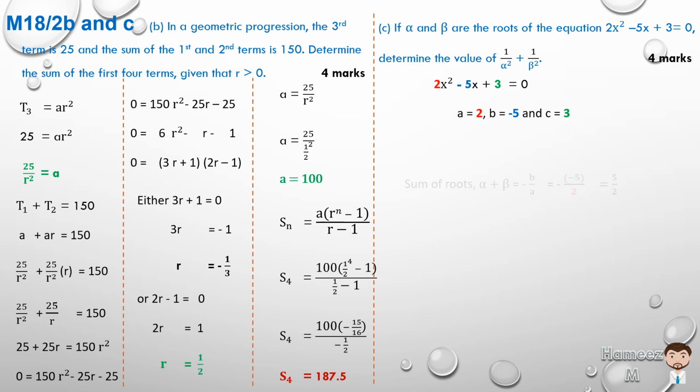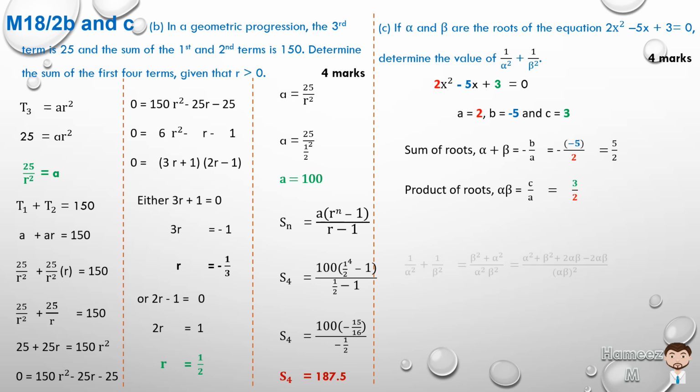So the sum of the roots, meaning alpha plus beta, is equal to minus b over a, which is equal to minus of minus 5 on 2. A minus of a minus gives us a plus, so we're going to be left with 5 over 2. And the product of the roots, alpha times beta, is equal to c over a, which is 3 over 2.